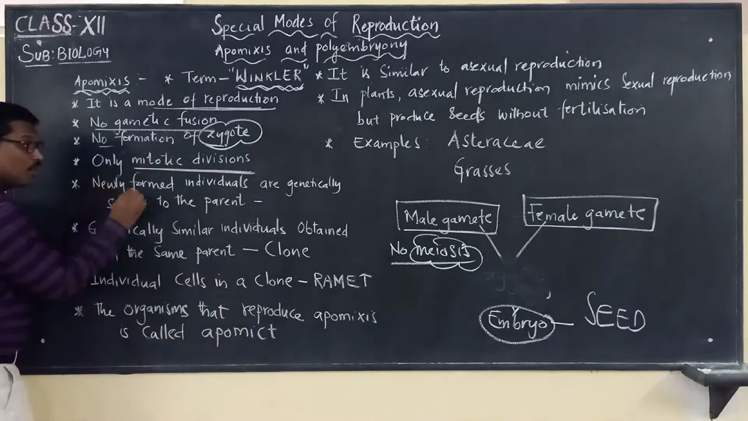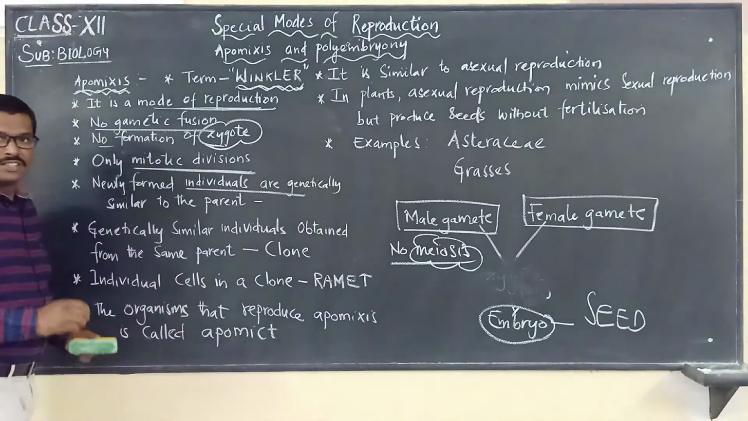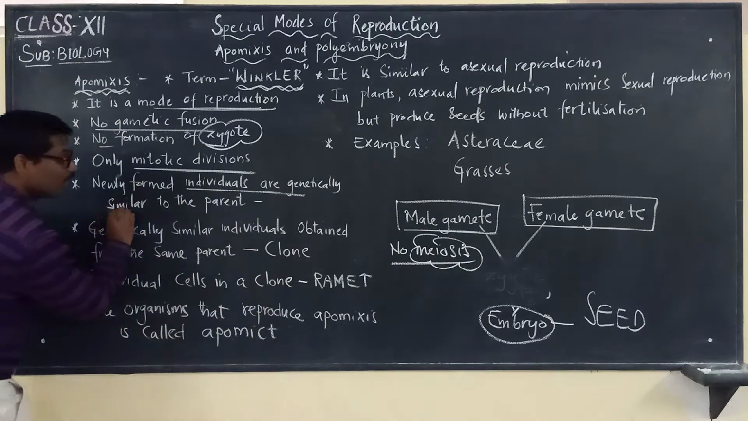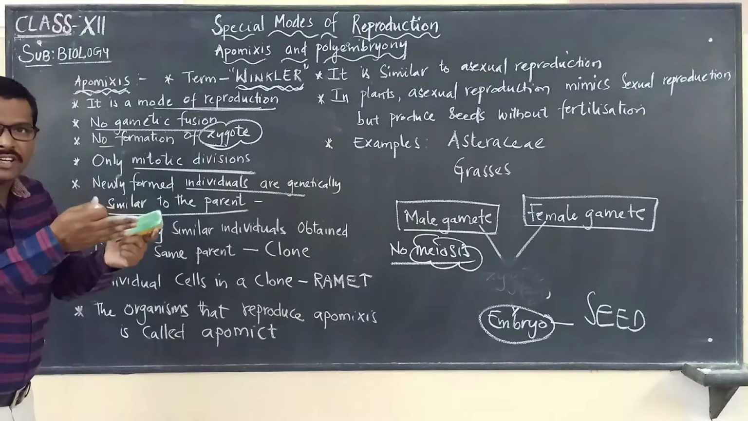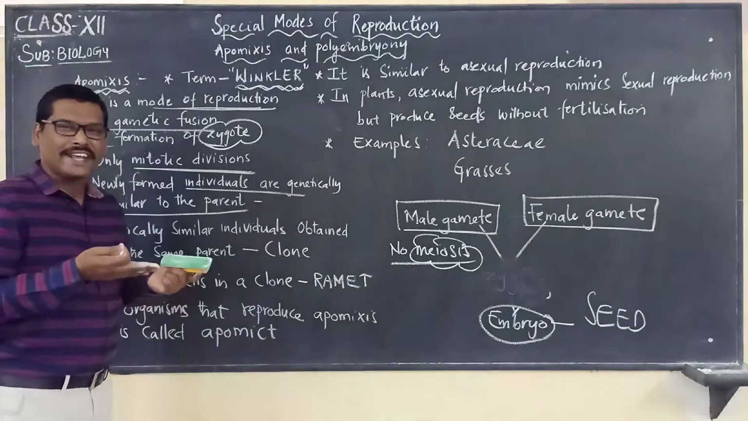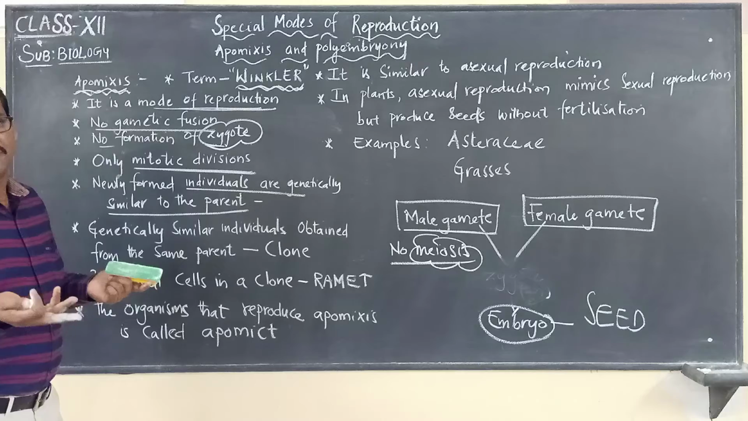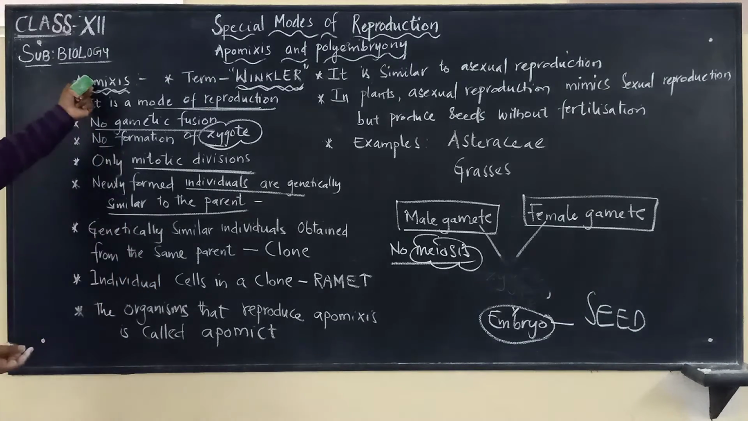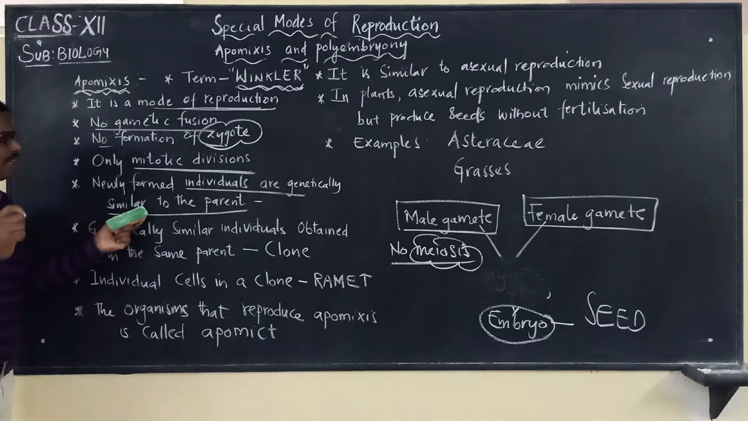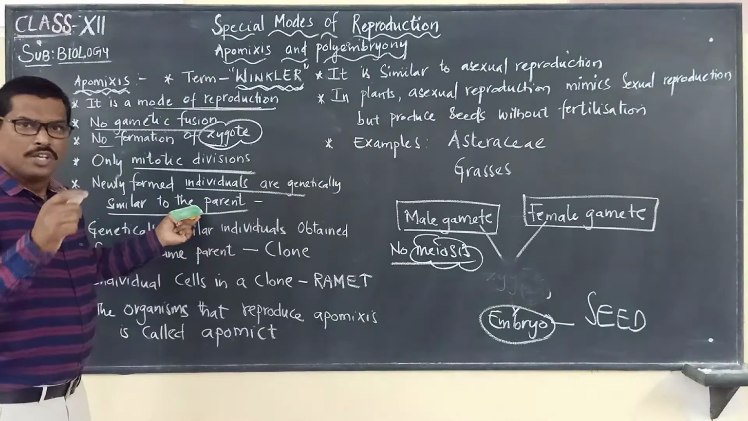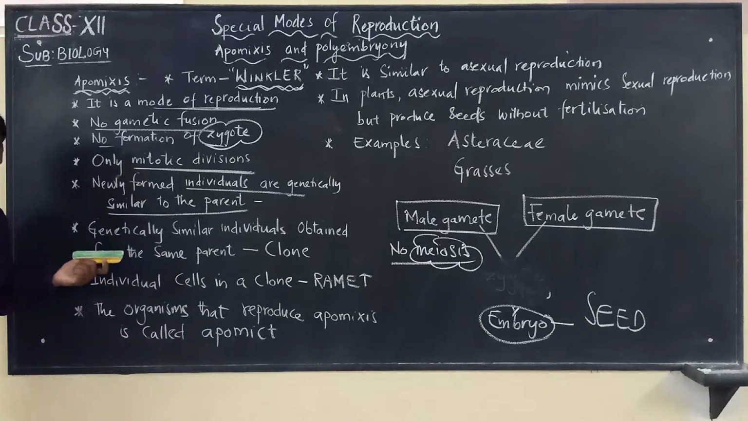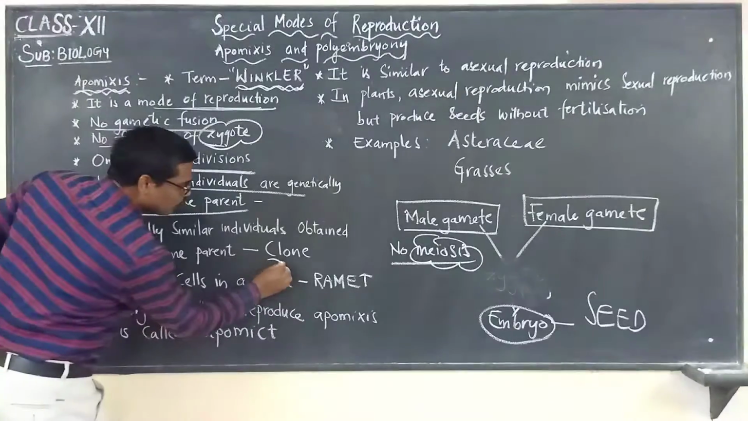Please remember, the newly formed individuals produced through apomixis are similar to the parent. They are exactly the same as the parent, genetically similar to the parent. So once we say they are genetically similar to the parent, what are they called? We call them clones.